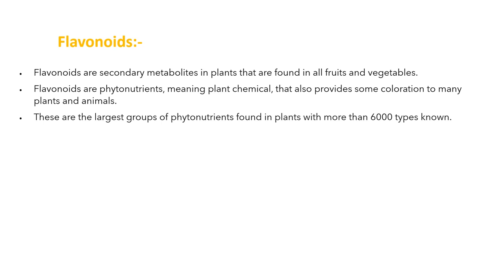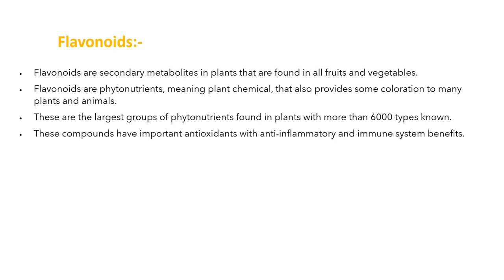These are the largest group of phytonutrients found in plants, and more than 6,000 types are known. Out of this, we know more than 6,000. Okay. These compounds have important antioxidant, anti-inflammatory and immune system benefits. As you can see, there are antioxidants with anti-inflammatory action. You can see this anti-inflammatory, antibiotic use in secondary metabolites. Immune system benefits mean they are secondary metabolites.